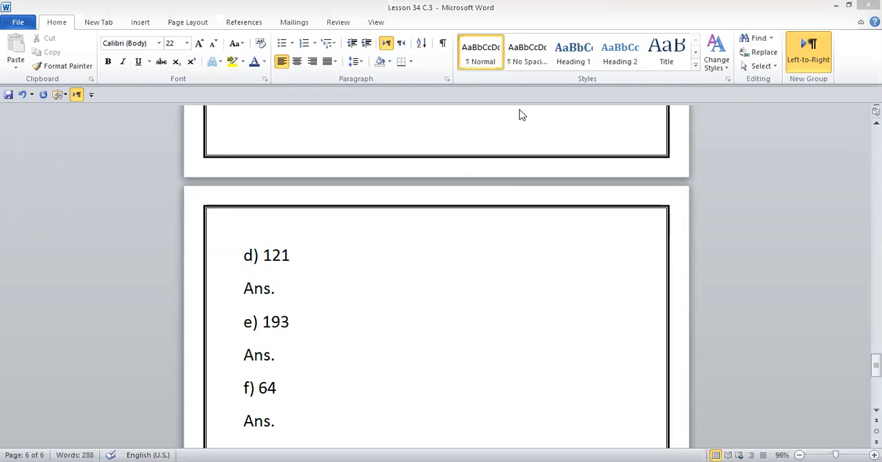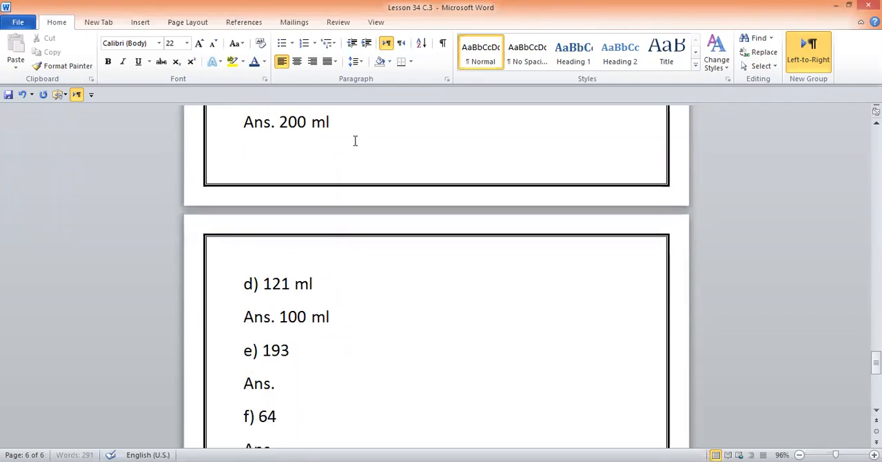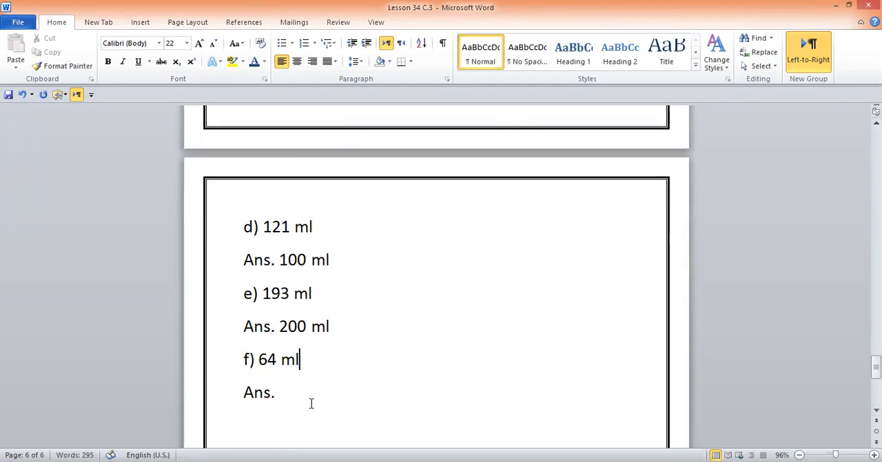Yes. 100 milliliter. 100. Very good. Why 100? Because 2 is less than 5, so you don't need to add 1. 193. 9 is greater than 5, so it will be 100 or 200. 200. Very good. It will be 200 ml. This is 193 milliliter. It is 200 ml. And 64 ml. Yes, guys. 64 ml.